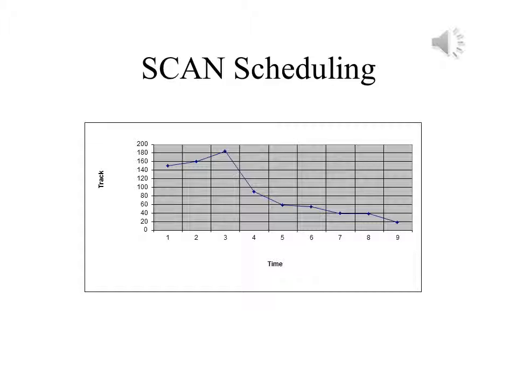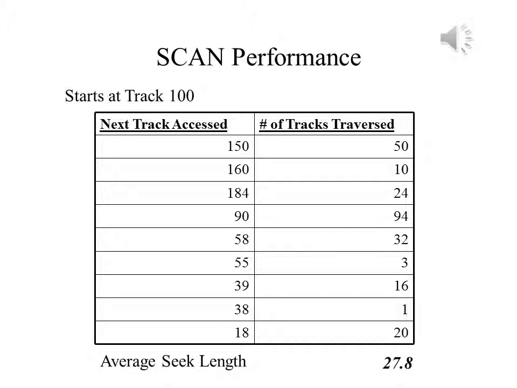This is relatively fair. Every process's disk operation has an upper limit in waiting time, and it is also relatively efficient. It doesn't jump all over the place. You can see that it is almost as good as shortest seek time first, with an average seek distance that is only 0.5 tracks longer than shortest seek time first.